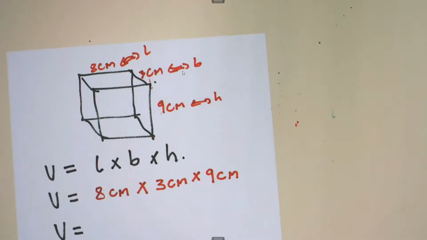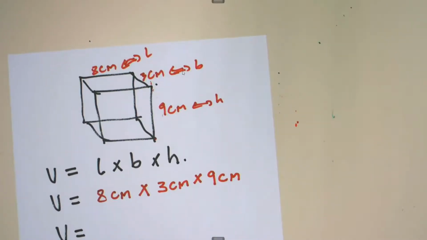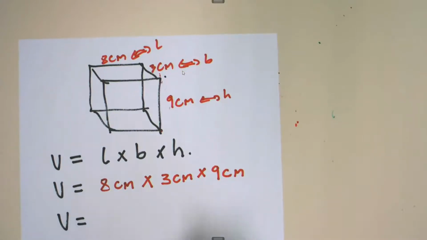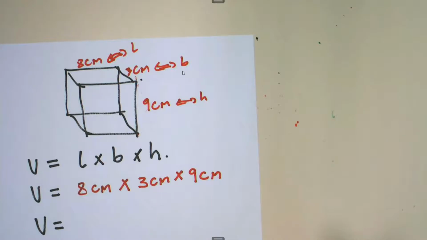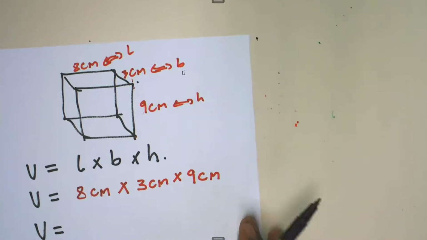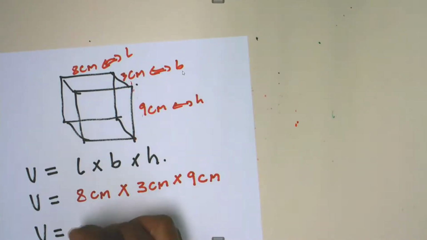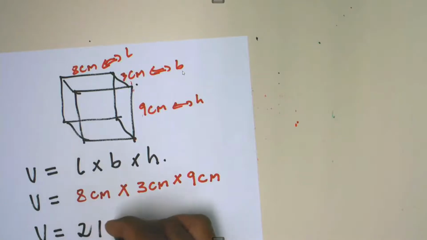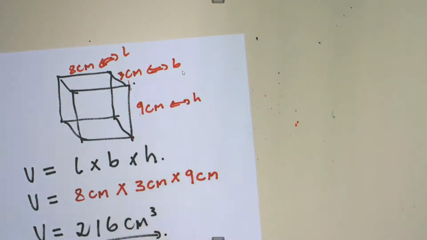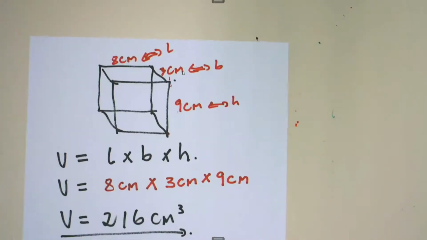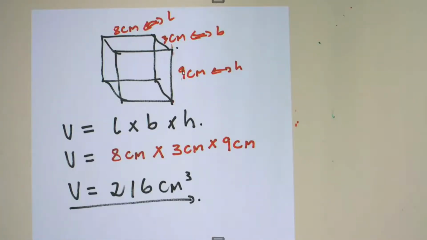And therefore, let's see, now we are having what? 8 multiplied by 3, 8 times 3, it will be 8, 16, 24, then 24 times 9, it will be 216 centimeter cubed. You have seen that we said our answers will be in centimeter cubed, millimeter cubed, as well as the meter cubed. It will just depend on the question.